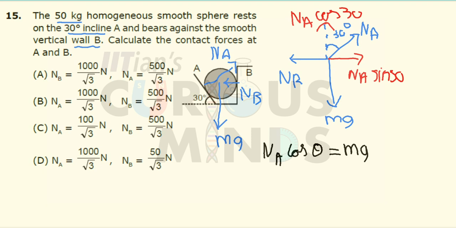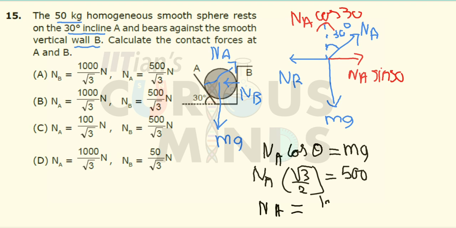So over here, Na into cos 30, which is root 3 by 2, is equal to mg. M is given as 50 and g we will take as 10. So 50 into 10 will be equal to 500. So Na will be equal to 1000 divided by root 3. So basically the option number C is eliminated.